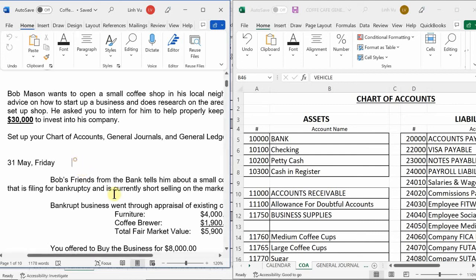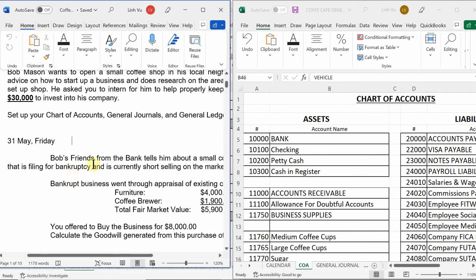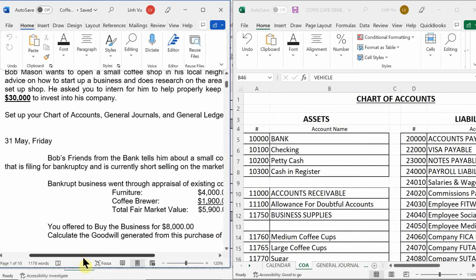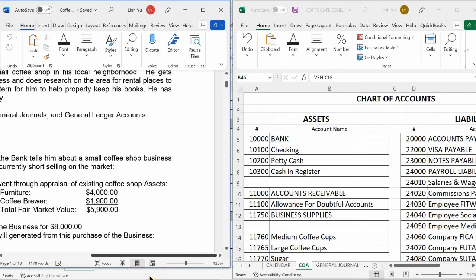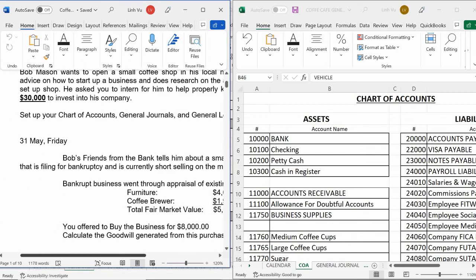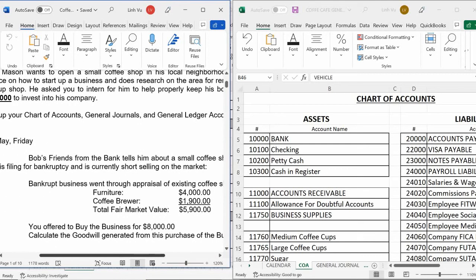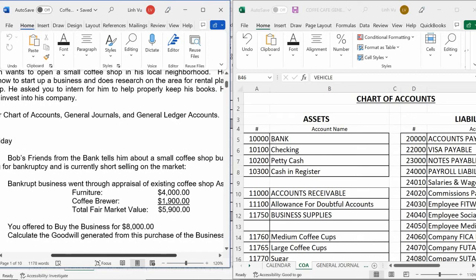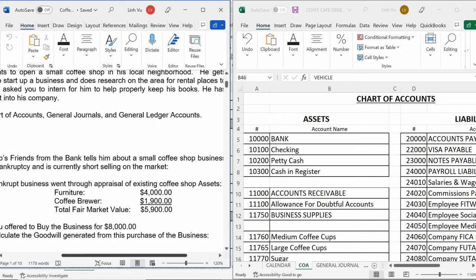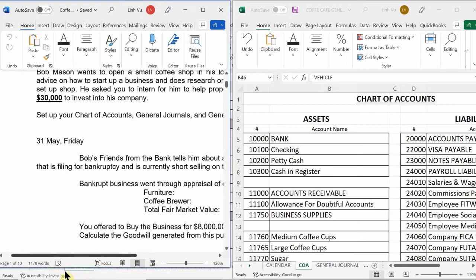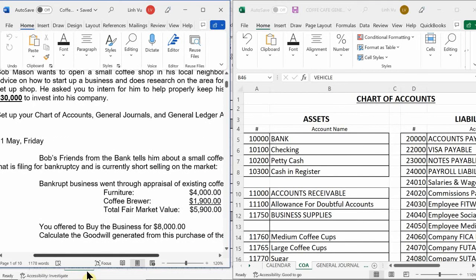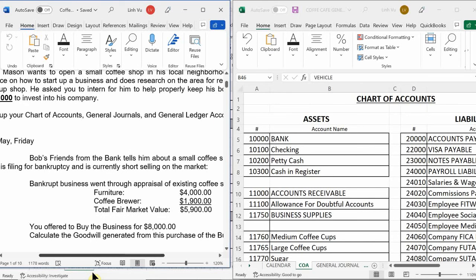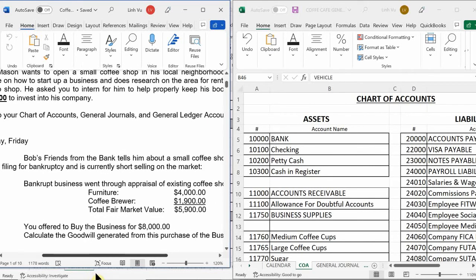Okay. So here on May 31st, it's Friday, and Bob's friend, who works at the bank, decided to let Bob know that there was a small coffee shop business that was filing for bankruptcy and is currently being short sold, or it's currently on sale at the market. So what does Bob do? Bob decides to take a look at the fair market value of the assets.